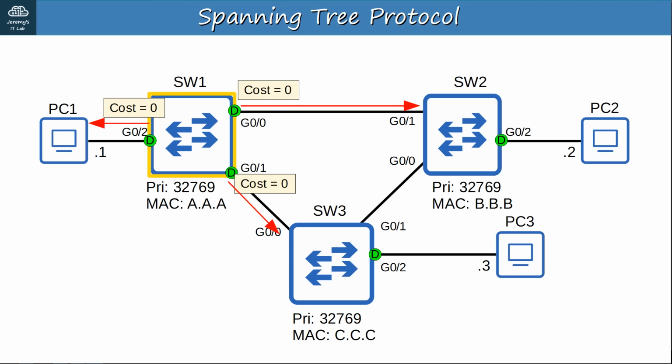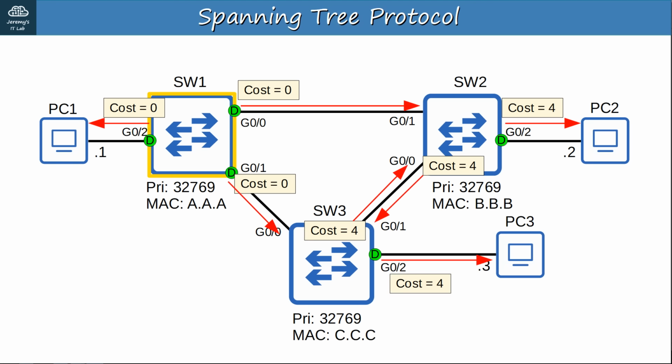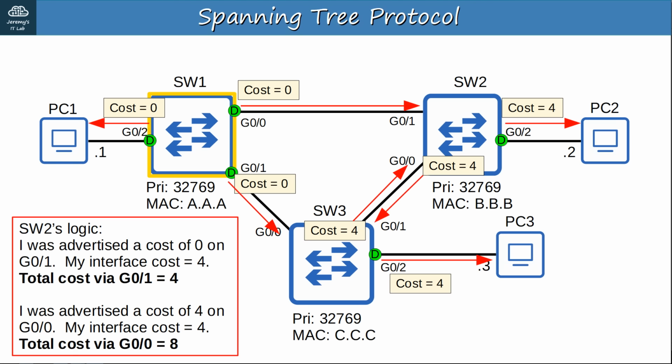So, switch 1 advertises its root cost of 0 in its BPDUs. Switch 2 will receive the BPDU and add the cost of its outgoing interface, G01, which is 4, when it floods those BPDUs out of its interfaces. Switch 3 will do the same. So which port do you think switch 2 will choose as its root port? Here is its logic. It was advertised a cost of 0 on its G01 interface. However, the cost of its interface is 4. Therefore, the total root cost via G01 is 4.